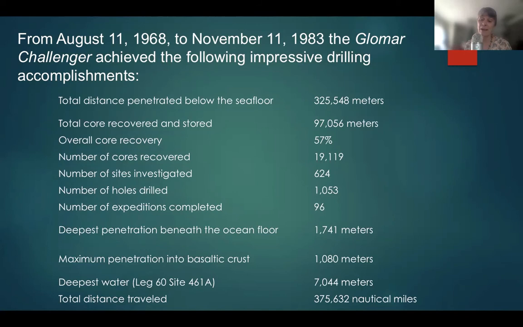And remember, the Moho is 7 kilometers down. So we're nowhere near the Moho. And the maximum penetration to basaltic crust was 1 kilometer. The deepest site it drilled was at 7 kilometers, and it traveled 375,000 nautical miles, which is multiple times around the circumference of the planet.